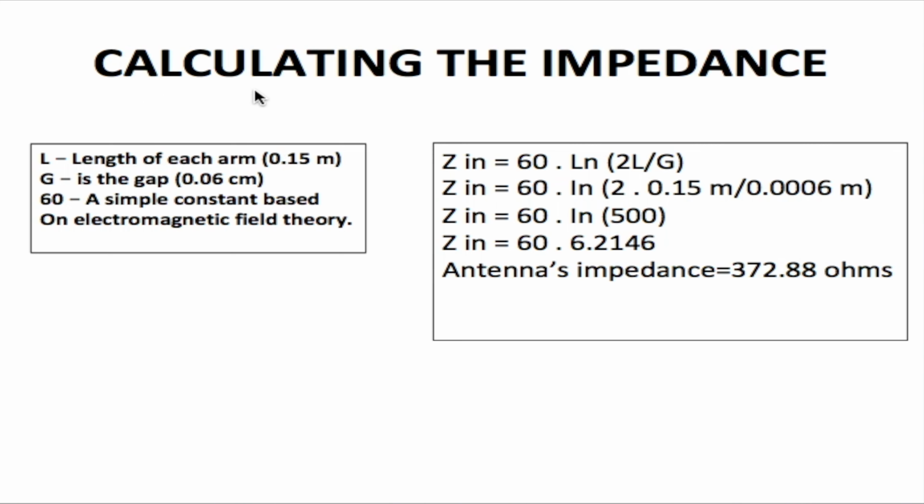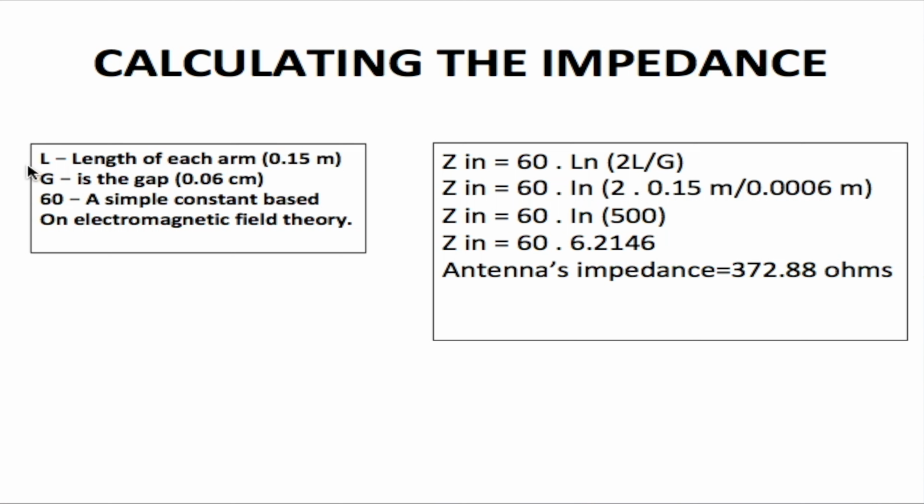Now next we want to calculate the impedance of our antenna. It's very important to know the impedance because you want to have some sort of impedance matching, like your coaxial cable may be 50 ohms or 75 ohms, and you want to match it to your antenna, and you need a Balun. So in order to know what type of Balun you would need, you need to know what the impedance of your antenna is. Now here I have all of the information that I would need in order to calculate the impedance of the Bowtie antenna. Here I have the length of each arm, which is 0.15 meters, and the gap is 0.6 centimeters.